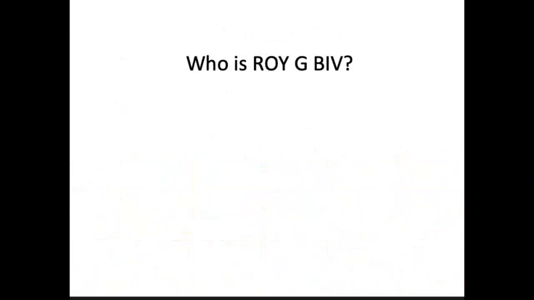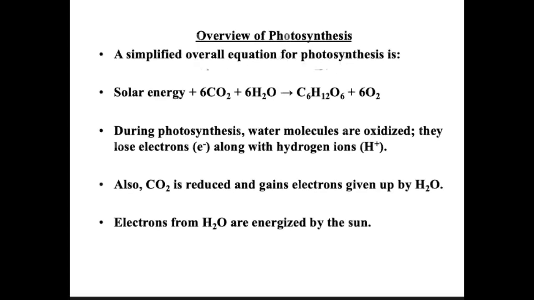Visible light spectrum has different wavelengths. The longest wavelength is going to be red. The shortest wavelength is going to be violet. But all those wavelengths of light can be absorbed and used for photosynthesis.